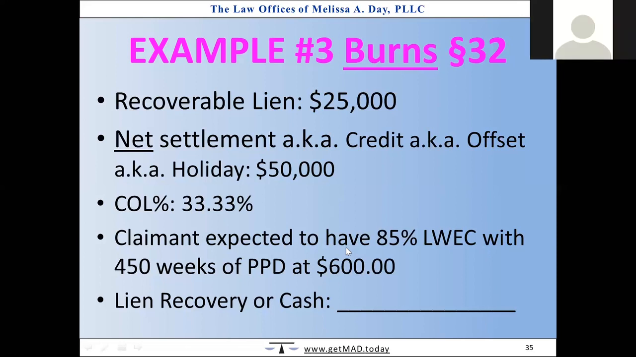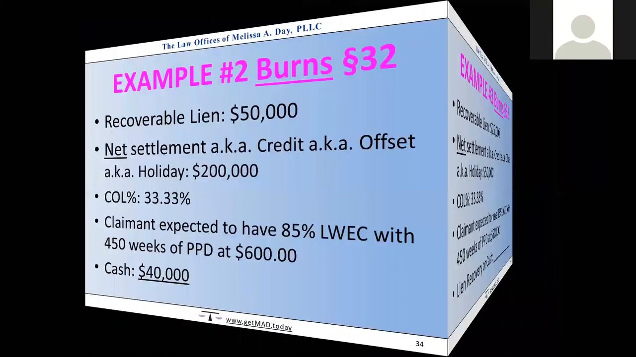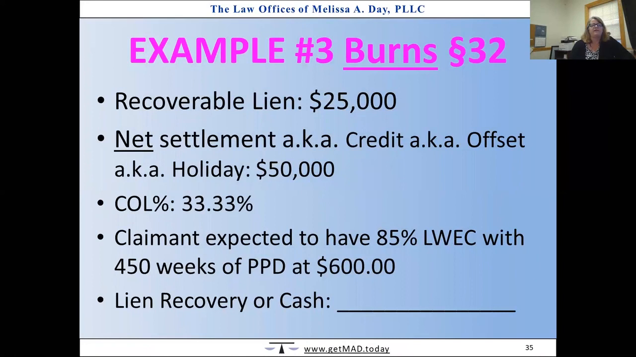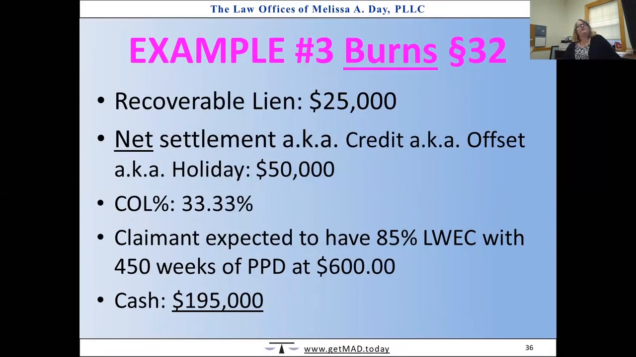So in this one, the $270,000 in future indemnity payments that we're facing will fully absorb the credit that's available of $50,000. That's real money that we should have available to us, $50,000. So you reduce the future exposure of $270,000 by the credit of $50,000, and you have your recoverable lien of $25,000, which could be applied to reduce your future liability on the case. Under the example I've given you here, there really is no Burns obligation. I mean, there could be, but it would be limited to the first $50,000 in credit, and then you would have liability for the remaining PPD benefits.